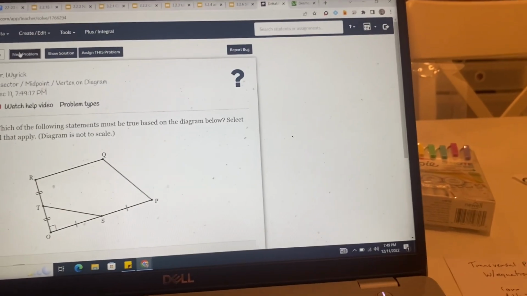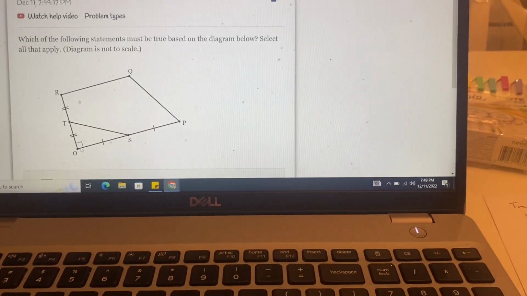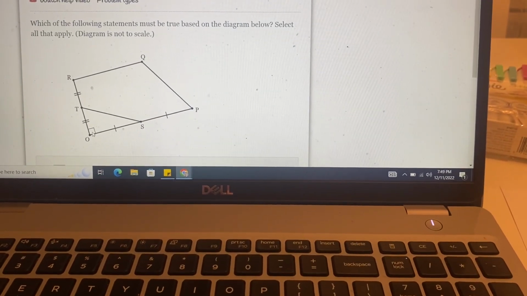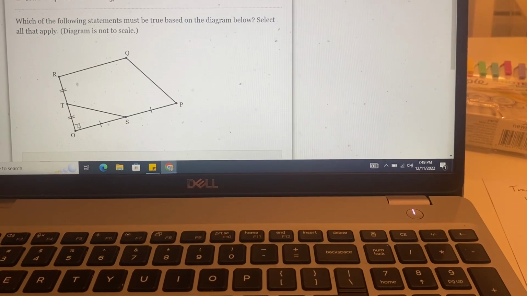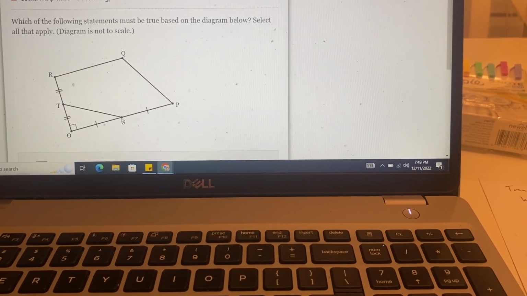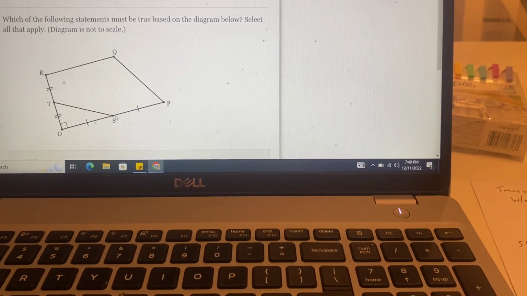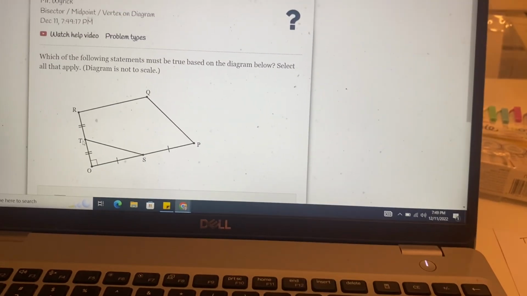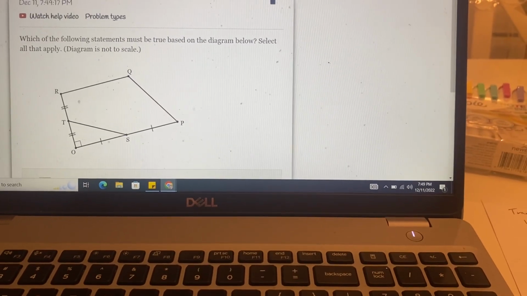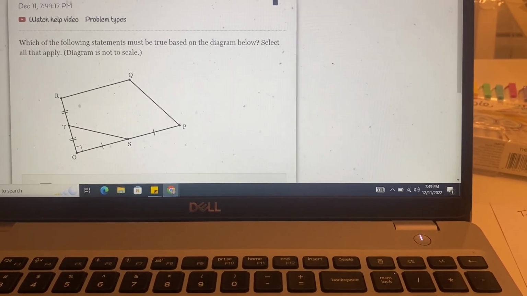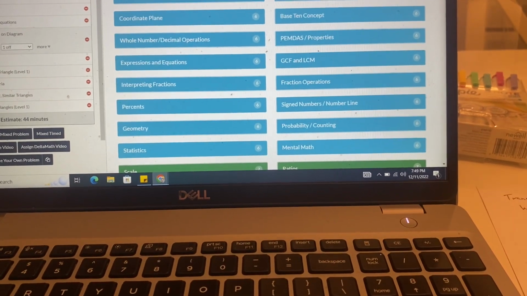Okay, I don't know if there's any on here. Yeah, there's one that would be O is the vertex of a right angle. Okay, S is a midpoint, TS is a bisector, ST is a bisector, T is a midpoint kind of thing. So just be on the lookout for exactly what the diagram is telling you.